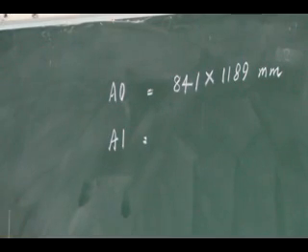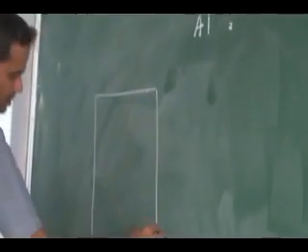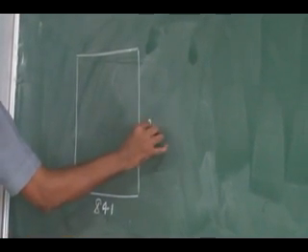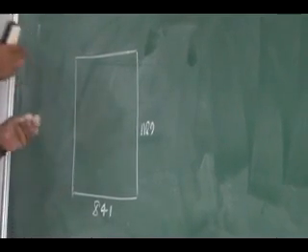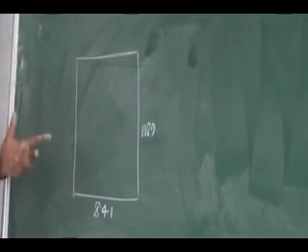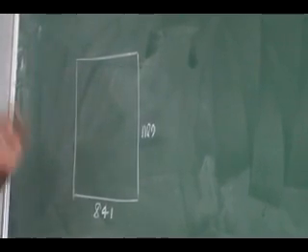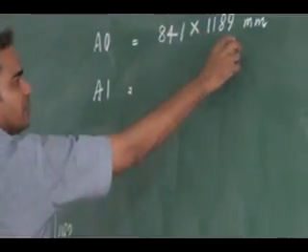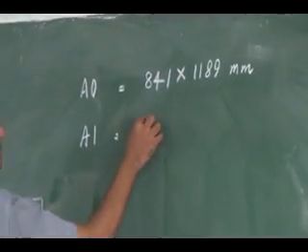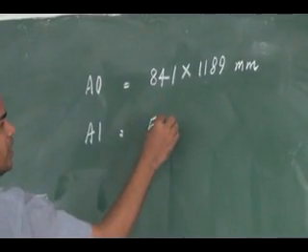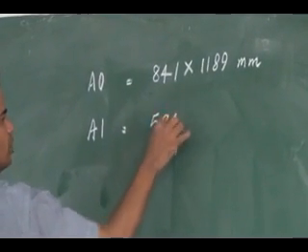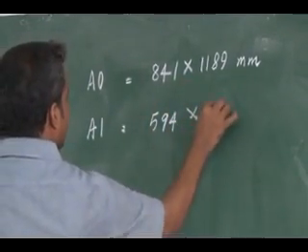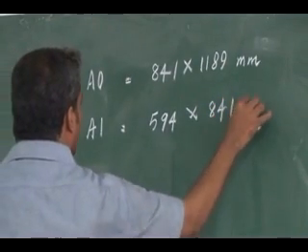Suppose the A0 size drawing sheet is like this: this is 841, this is 1189 mm. If I fold it, what will happen? It gets halved, and the other side remains. Half of 1189 is 594.5, and I can keep it as 594. And this will remain as such, 841 mm.